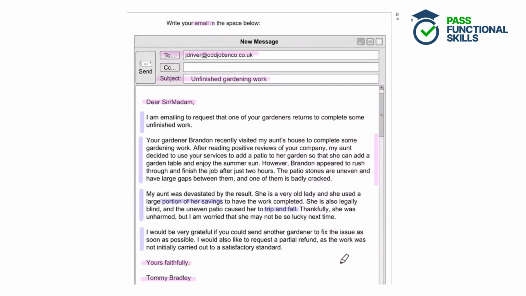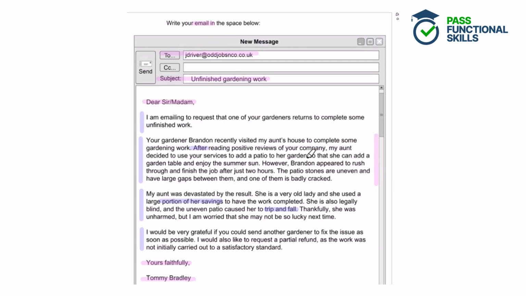Connective words have also been used in the answer to make sure that everything is linked together appropriately. So we've got some really good examples of this in the second paragraph. We have the word after, and this establishes a sense of time. So after reading these positive reviews of the company, the aunt decided to use the services.